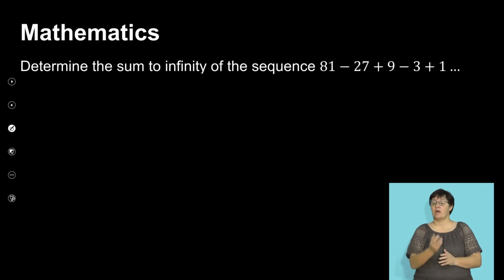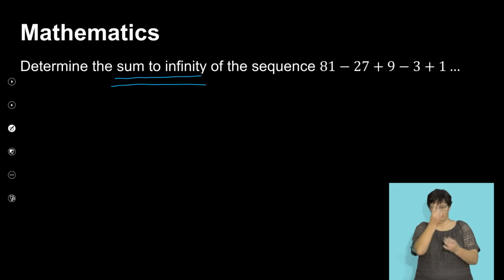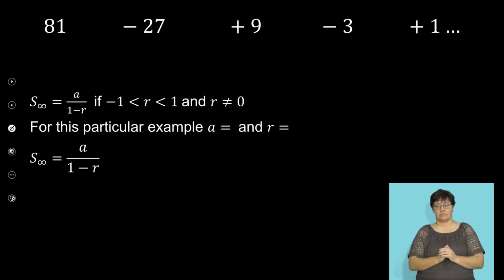So we have been asked to determine the sum to infinity of the sequence that goes 81 minus 27 plus 9 minus 3 plus 1. The sum to infinity is immediately giving me a clue that I am looking for a ratio that is between -1 and 1. Let's look at the terms and see if there is a common ratio that I can pick up.